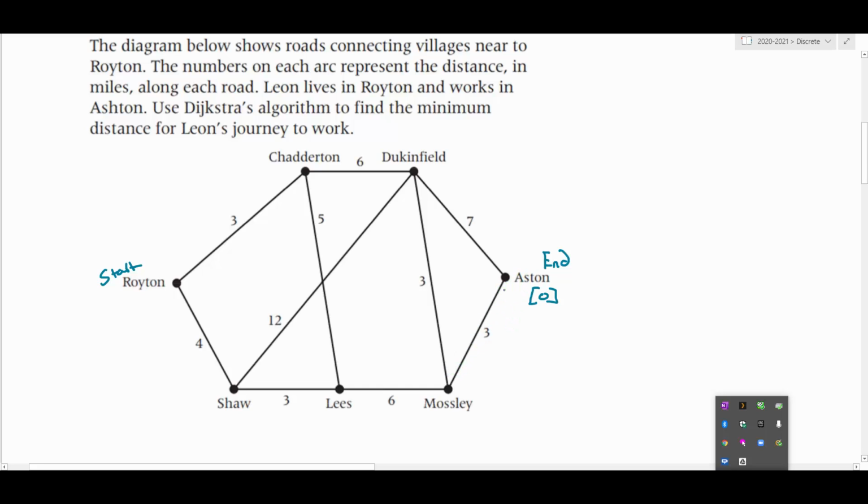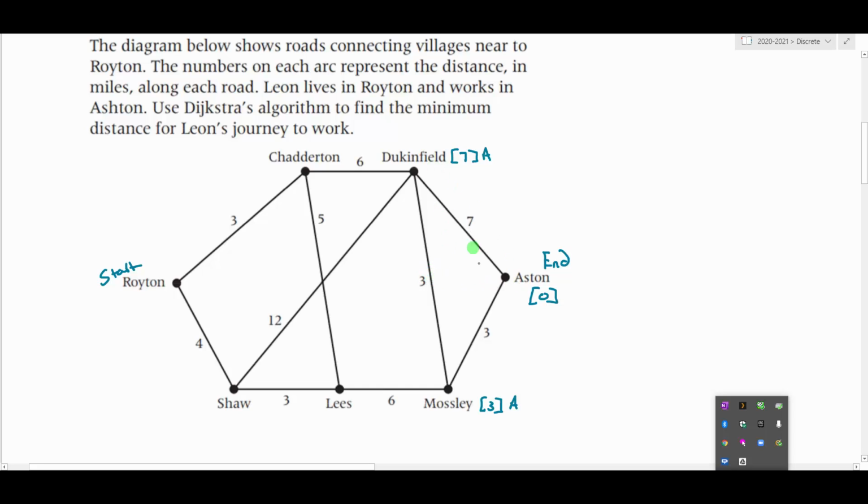So I can see two edges coming in. I got the 3 and the 7, so I'm going to go to Mosley here, and I'm going to mark that with a 3 because it has a distance of 3 from the end. Same thing with Duncanfield. I'm going to come up here to Duncanfield. It has a distance of 7 from the end. And then I like to mark where I came from, right? So I came from Aston, so I'm just going to put an A there for Aston on both of those. And this is so I can trace my path back later.